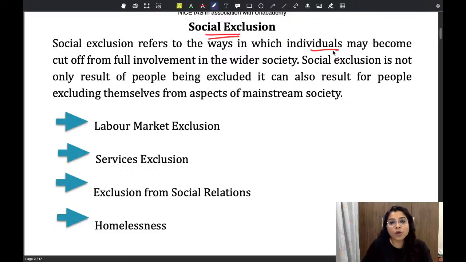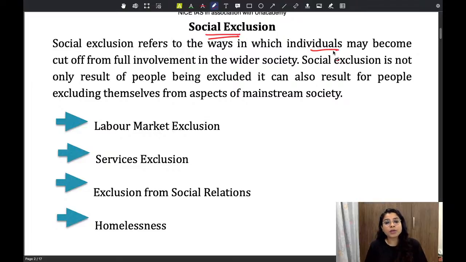And this cutting off from the wider society is sometimes voluntary and sometimes by force. So this can be out of people's choice that they want to be excluded from the society, or out of force that they are pushed out of the society and pushed out of the basic provisions of the society. Broadly, when we understand social exclusion, we often tend to have a very narrow understanding where we look at only the push aspect.